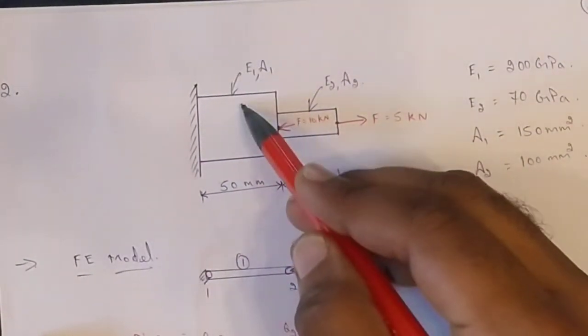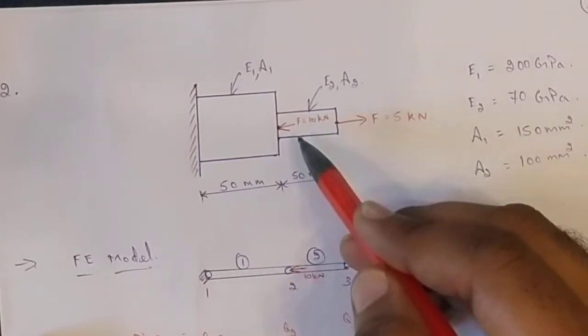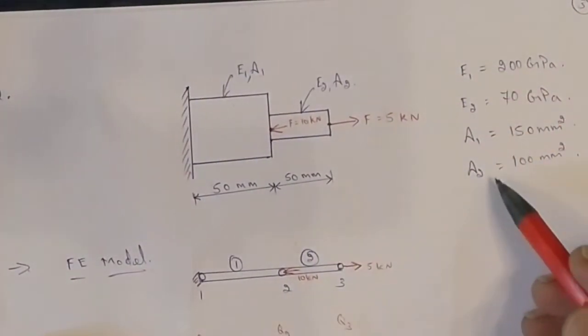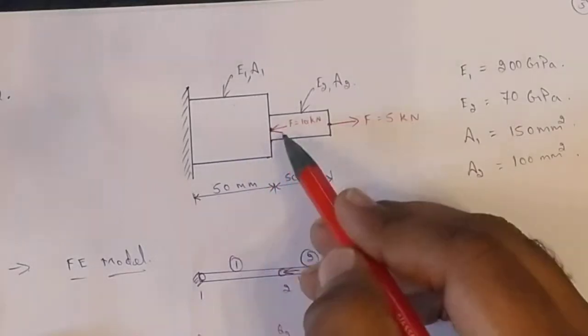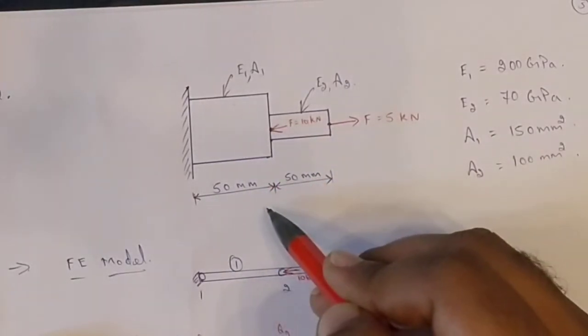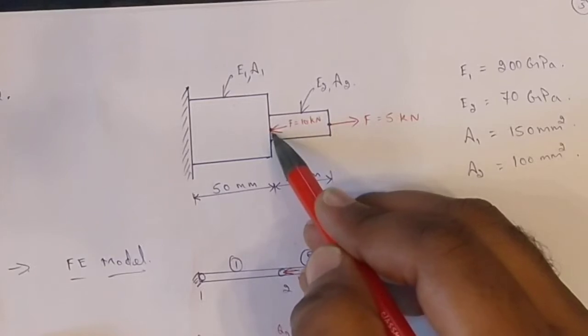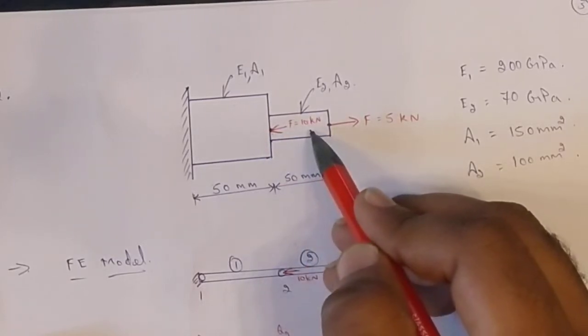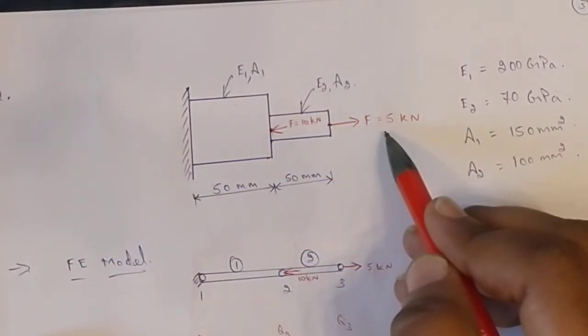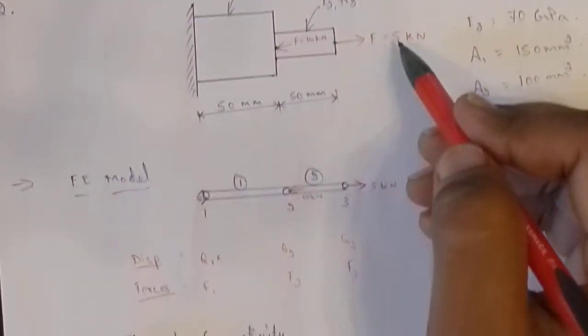So E1, A1 of the first cross section is given, E2, A2 of the second cross section is given. The E values are given here, and even the A values are given. Length is given for both the bars, 50 and 50 for both steps of the bar, and a compressive load of 10 kilonewton is applied here. A tensile load of 5 kilonewton is applied at this point.